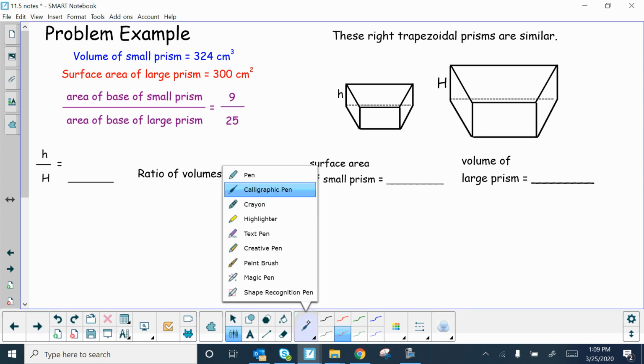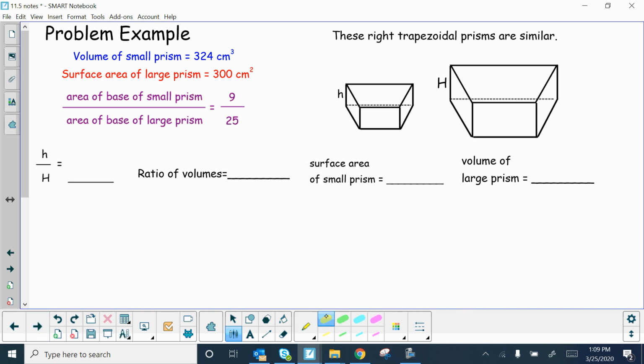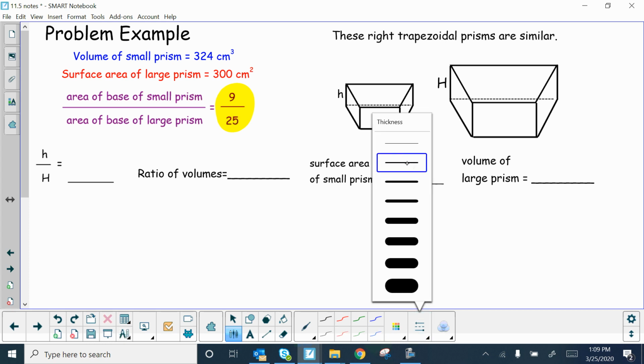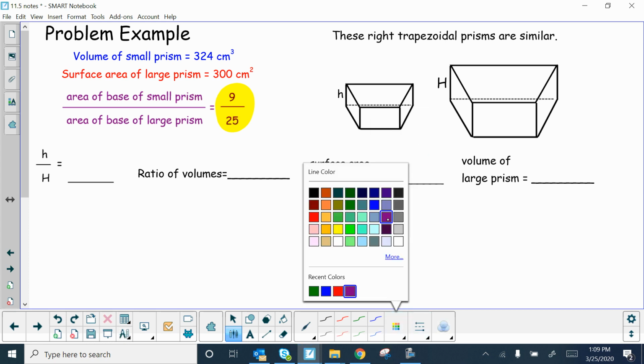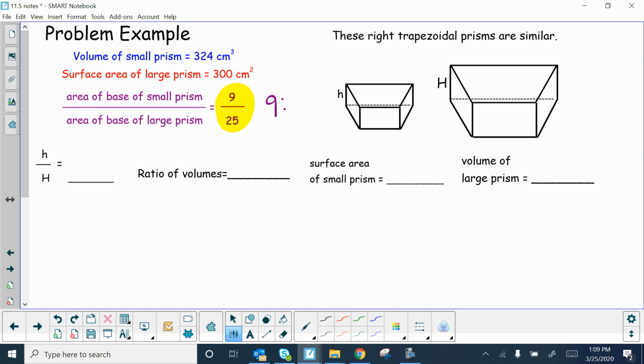So I want to highlight this right here. This is something to take note of. This ratio right here can be written as a fraction or this way right here using the colon. That means the same thing, okay? Which ratio is this that they gave us right here? What ratio is that? 9 to 25.